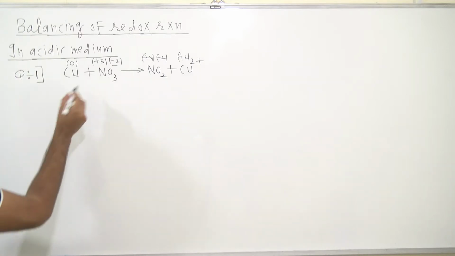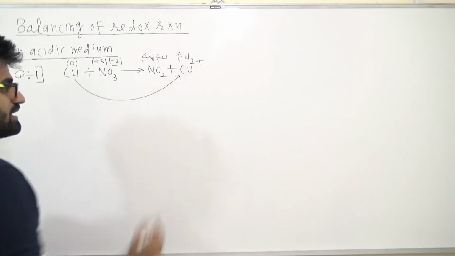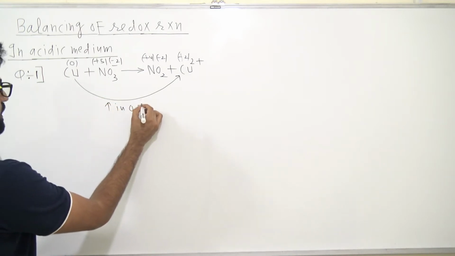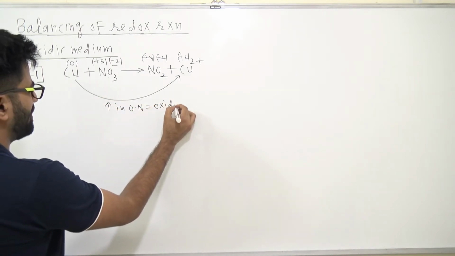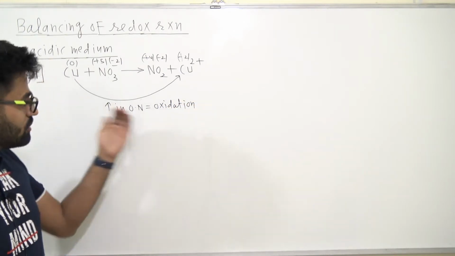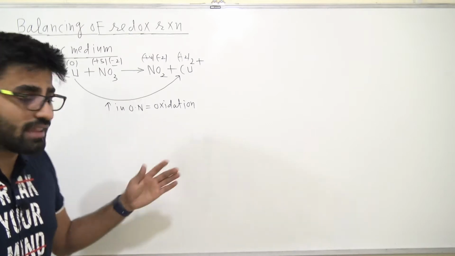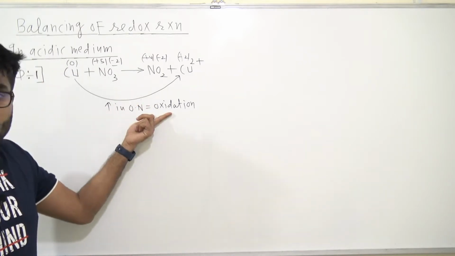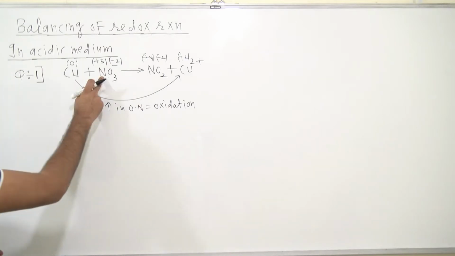Now you can see that here copper is changing from 0 to +2. You know that an increase in oxidation number is oxidation. How do we identify whether it is oxidation or reduction? One of the simplest methods is that an increase in oxidation number is called oxidation. So this is oxidation.